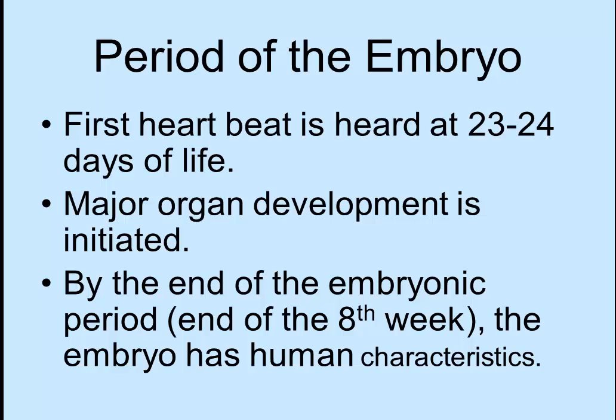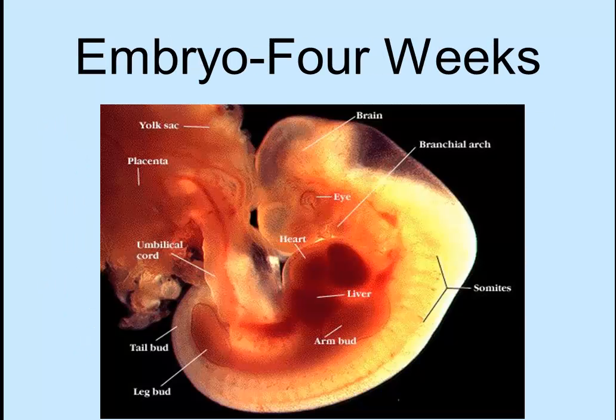The period of the embryo. We know that the first heartbeat is heard at 23 to 24 days of life. This is when the major organ development is initiated. By the end of the embryonic period, the embryo will have human characteristics. Here is our 4-week embryo. The 4-week embryo is C-shaped, and you can see that there's a tail that's visible. This is because the brain and the spinal cord are developing rapidly, but the fetus's size has not quite caught up with that spinal cord yet, so it does appear that our little embryo here has a tail.